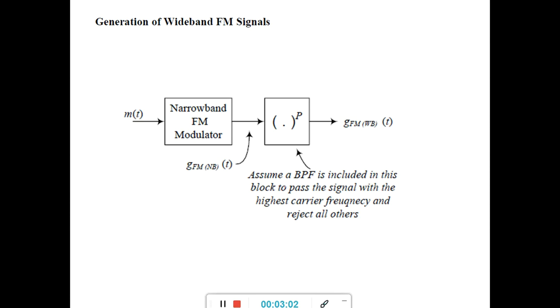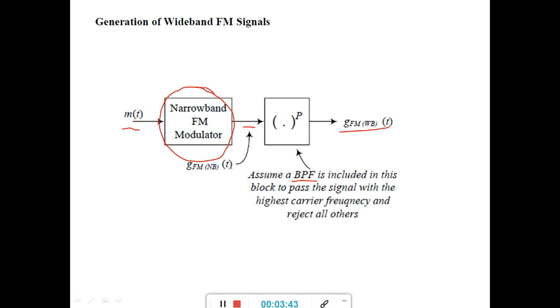Now the generation of the wideband FM signal. Here we can see the diagram for the generation of the wideband FM signal. First we have the message signal, then generate a narrowband FM signal through the narrowband FM modulator. The output is increased by a factor of P, passed through a non-linear device and a band pass filter to get the wideband FM signal.